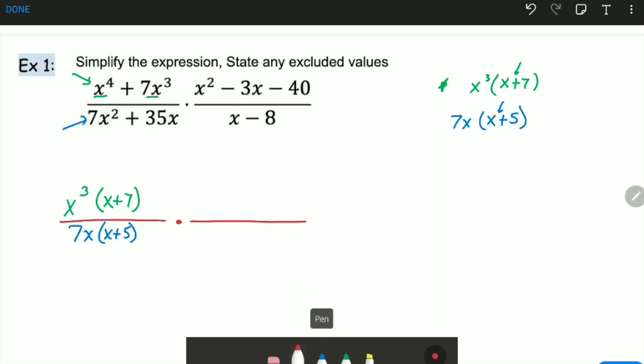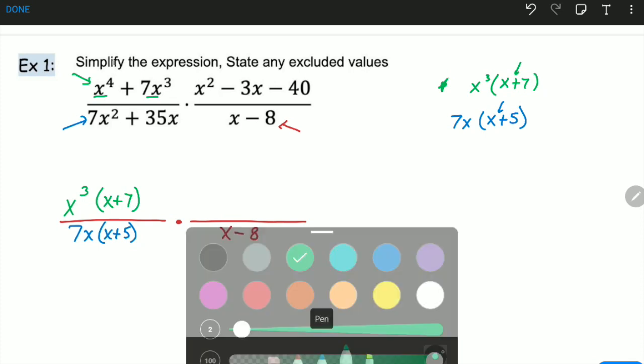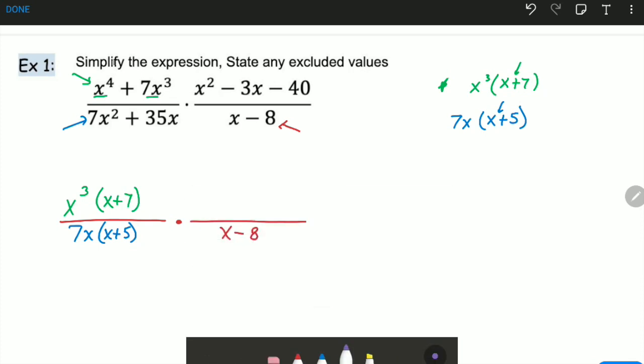I'm going to continue going in the same order around in a circle. So I'm going to go down to the bottom right now. x minus 8 doesn't have a common monomial. And since there is no exponent, we're just going to bring it down. Now we'll have the last one. I'll switch colors for that last one.